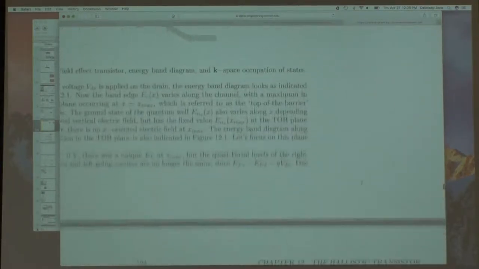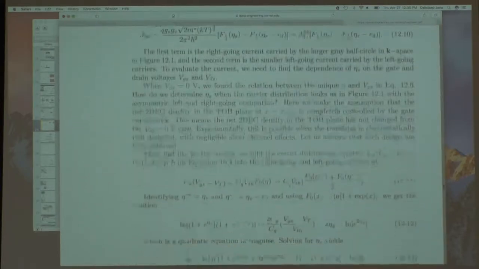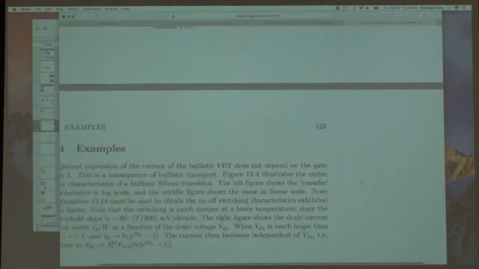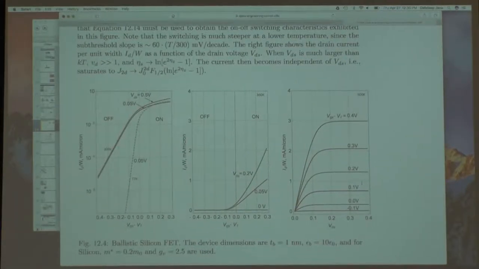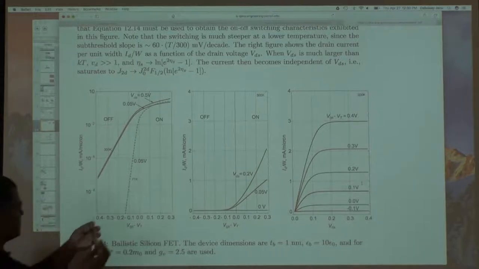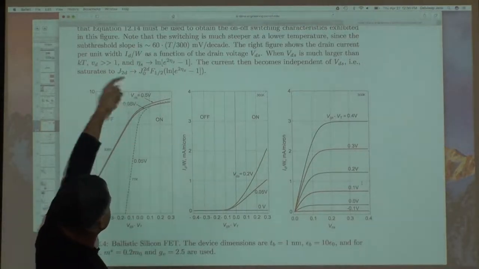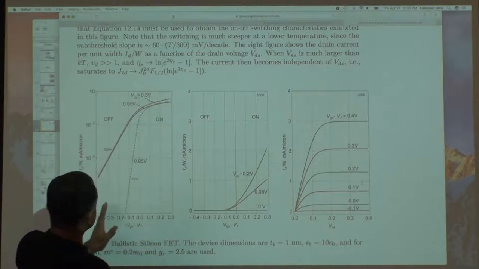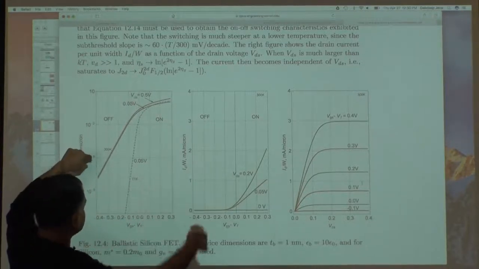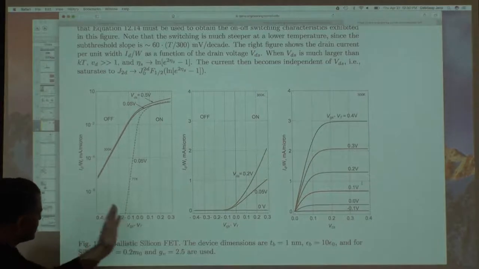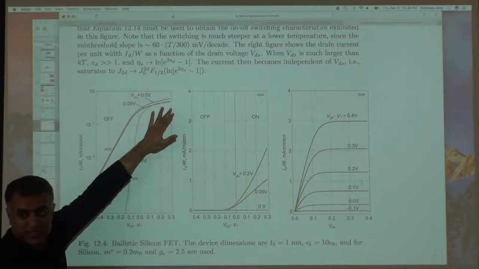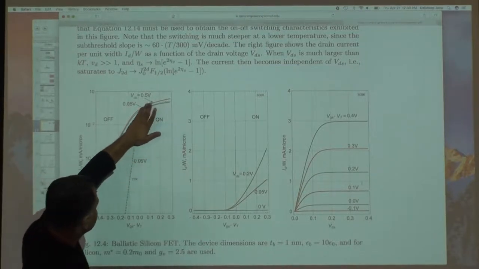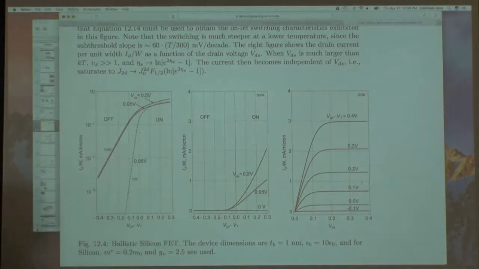And when you make a plot of this now, how would I go about plotting it? I would fix the drain voltage first, say 0.5 volts, and then I can sweep the gate voltage and find out at any gate voltage what is the carrier density or what is the current. We have derived an expression for it. And you have to solve it self-consistently, because it's a transcendental equation, so you don't have an exact solution to it.